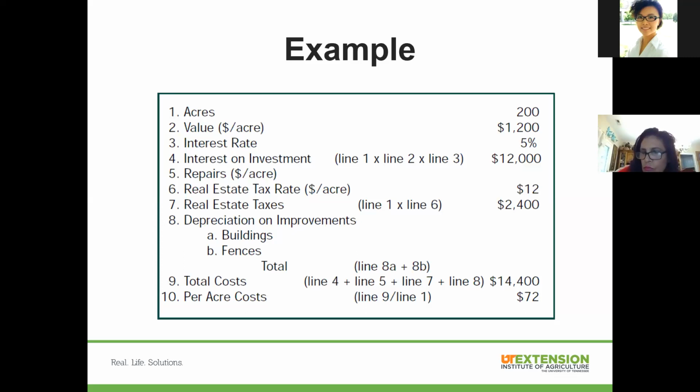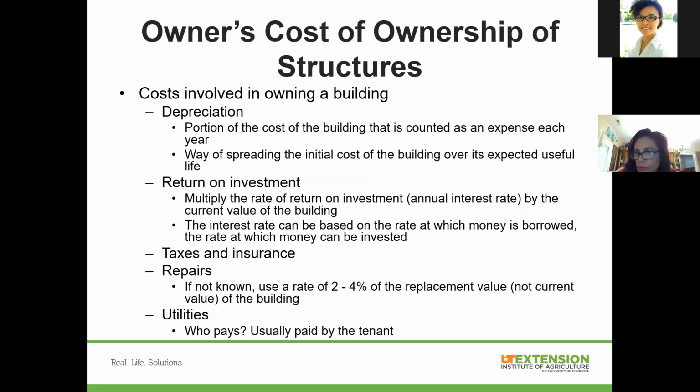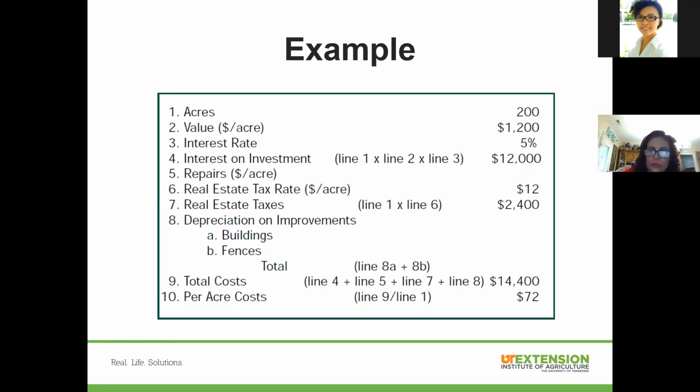And then repairs, we are not including any in this example. Real estate tax rate, $12 per acre, and depreciation on your improvements. That depends on your land, how it's developed, and what that includes. And you can include those also in the worksheet. So the total cost, looking at line 9, is around $14,000. And per acre cost, divided by the 200 acres, we're looking at $72 per acre. And that's the cost of ownership. So that's pretty much how to calculate the bottom line of your cost of ownership.